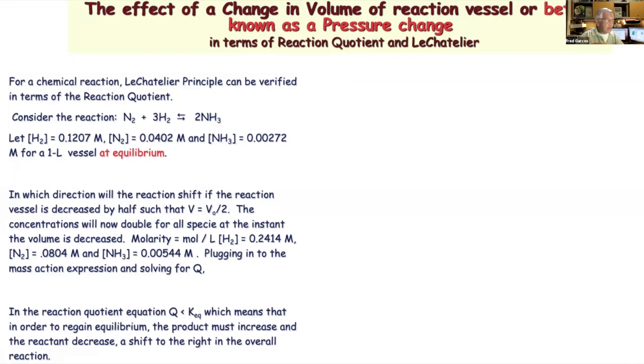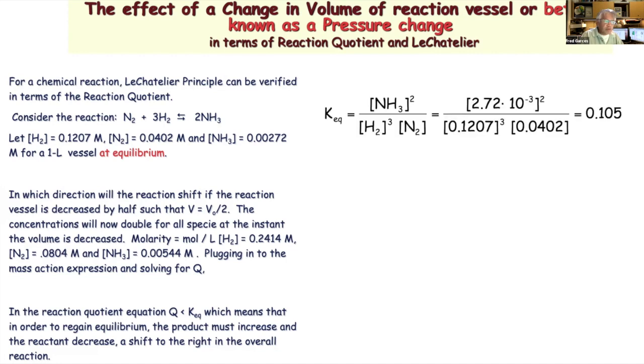And if you take all that and stick it in the mass action expression, you get an equilibrium constant. So that equilibrium constant for this particular example is 0.105. Now suppose you take your vessel, and let's say that you can change the volume by maybe putting in a plunger in there. So the volume is half its value. It's not 1 liter anymore, it's 0.5 liters.